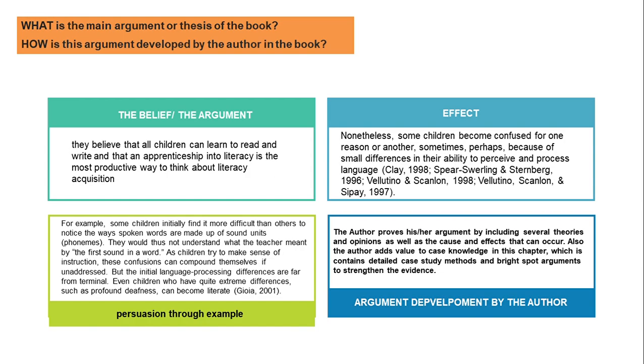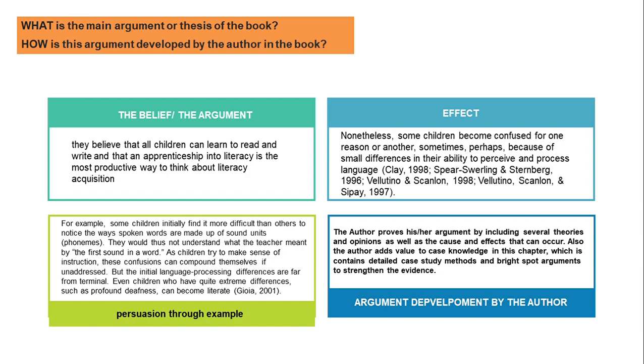Next is what is the main argument or thesis of the book? And then how is this argument developed by the author in the book? So this is the organizational method. It is contained by comparison, contrast, cause or effect, or analogy, or persuasion through example that develops the argument or the theme of the book. So here I have put the belief or the argument from the book, and then the persuasion through the example, and the argument as developed by the author.